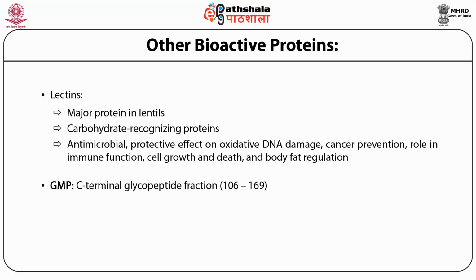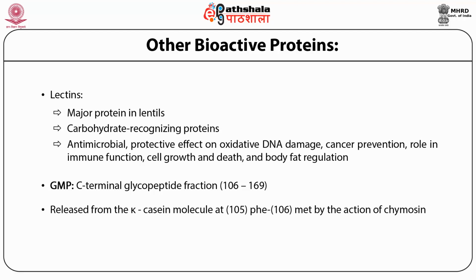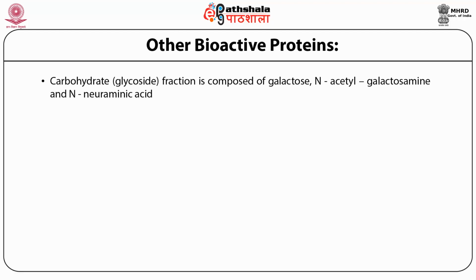Glycomacropeptide is a special reference to milk protein. It is a carboxy terminal glycopeptide, sequence 106 to 169, released from the kappa-casein molecule on the action of chymosin at the bond between 105 phenylalanine and 106 methionine. The carbohydrate fraction is composed of galactose, N-acetyl galactosamine and N-acetylneuraminic acid.